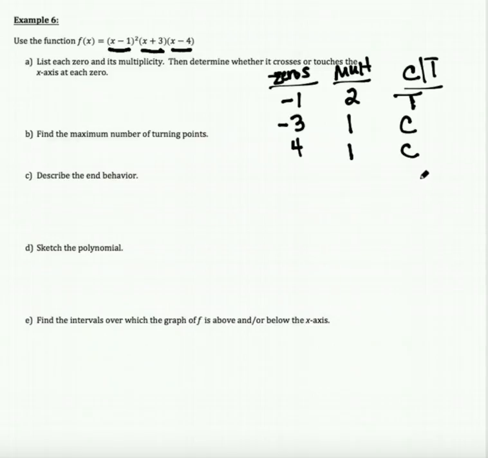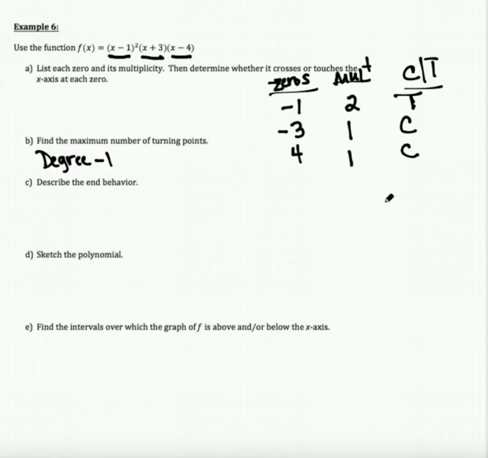Okay? Part B wants us to find the maximum number of turning points. Remember, the maximum number of turning points is the degree minus 1. When it's in factored form, remember the degree is the sum of the multiplicities. So in this case, the multiplicities are 2, 1, and 1. So we have a degree of 4. So 4 minus 1 is equal to 3. So the maximum number of turns we can have is 3.